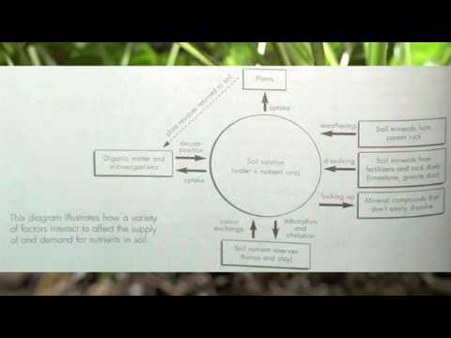This diagram illustrates how a variety of factors interact to affect the supply of and demand for nutrients in the soil. The soil solution is water and nutrient ions. There's a cation exchange of absorption and chelation to and from the soil nutrient reserves, humus and clay. There is decomposition and uptake to and from organic matter and microorganisms. And there's also uptake by the plants, but the plants return their residues to the soil through organic matter and microorganisms.